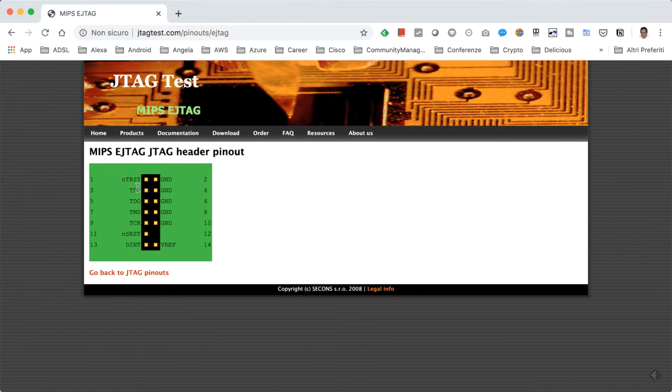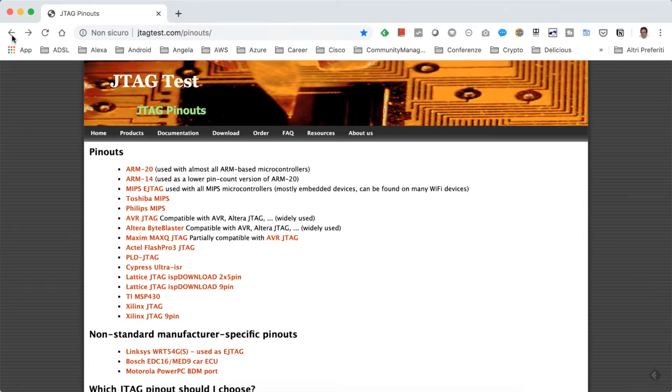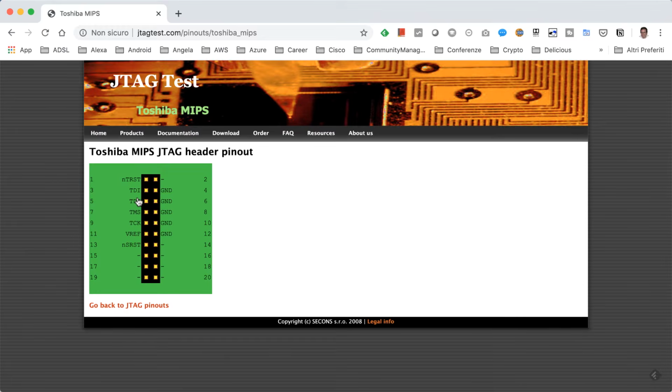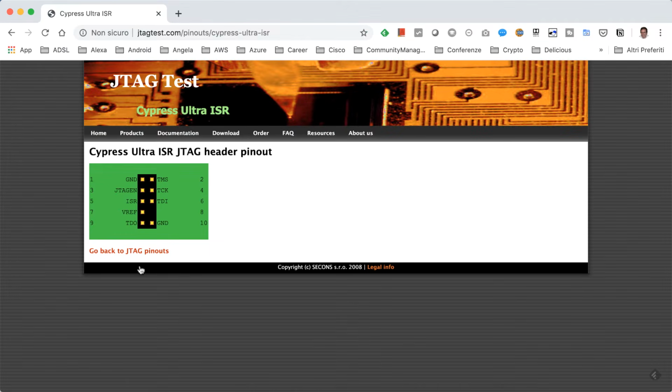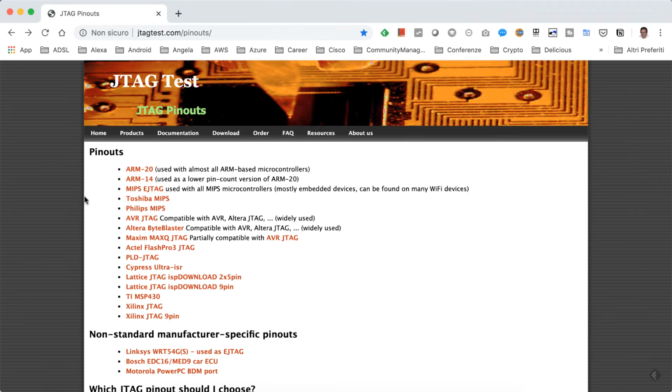this pinout has 14 pins, so we move forward and look at the Toshiba MIPS pinout, but again, in this case the pinout has 20 pins, so we look at the Philips MIPS pinout, but again we have 20 pins. Instead, in our board we have 10 pins. So we try some 10 pin connectors like the Cypress Ultra ISR, but it doesn't have a pinout compatible with our ground and VCC position.